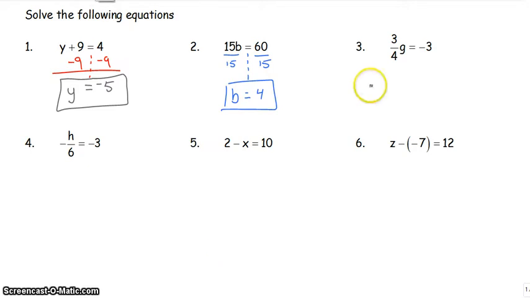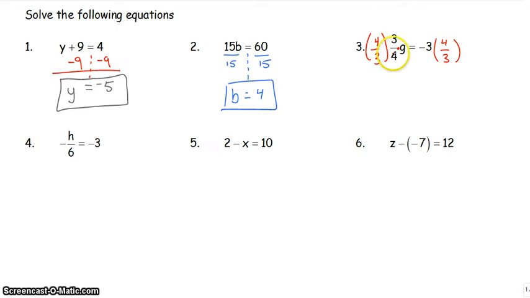Number 3 are problems that some students struggle with. This is a fraction times a variable. To get the variable by itself, I need to multiply, even though I'm multiplying now. The trick is I'm going to multiply by the reciprocal of my fraction. So instead of 3 over 4, it's going to be 4 over 3. If I do that on the left, I do the exact same thing on the right.